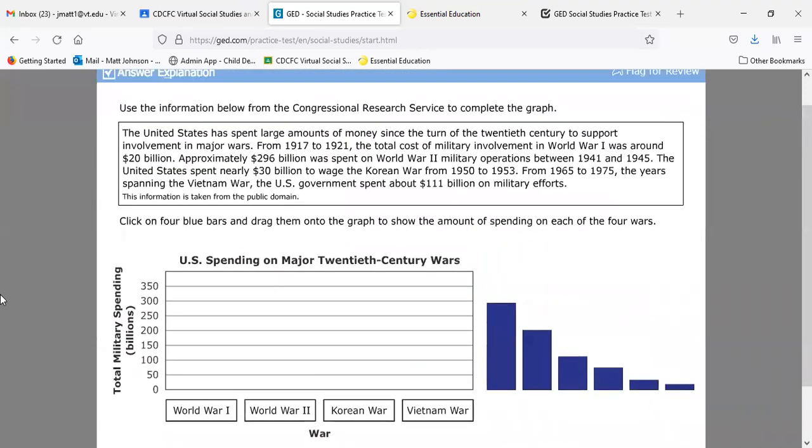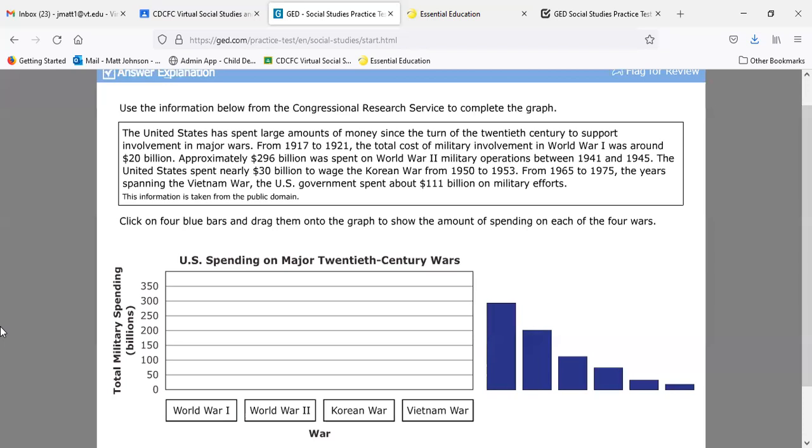Okay, now we have another graph here. I think this is going to be like a drag and drop maybe. Yeah, we're going to drag these bars over. So the information below from the Congressional Research Service to complete the graph. The United States has spent large amounts of money since the turn of the 20th century to support involvement in major wars. From 1917 to 1921, the total cost of military involvement in World War I was around $20 billion. Approximately $296 billion was spent on World War II military operations between 1941 and 1945, right?